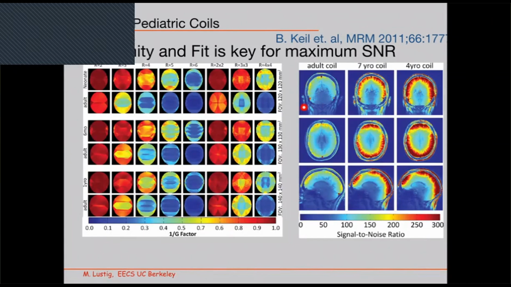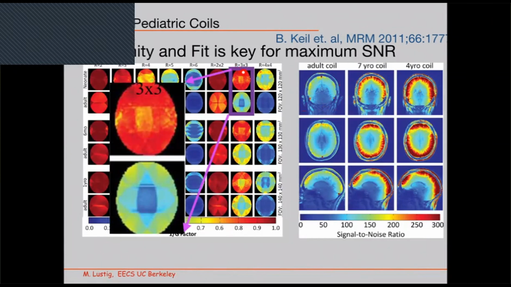And now if you look at a g-factor map with 3x3 acceleration, for an infant the retained SNR is pretty good. It's almost 1. But if you try to accelerate an infant image in an adult coil, crap. The retained SNR would be less than 1%, 10%. Does that make sense? Because not all the coils are seeing the patient in the same way.